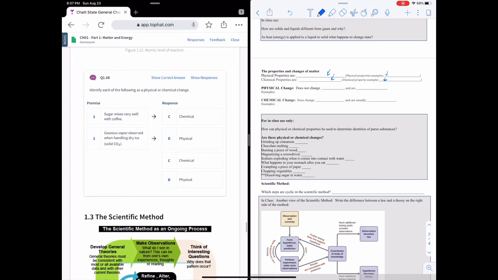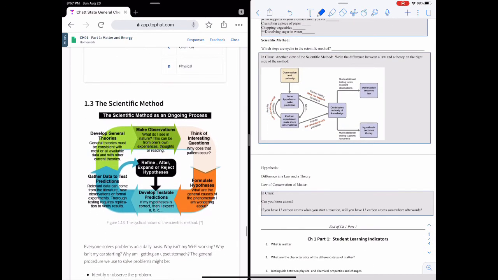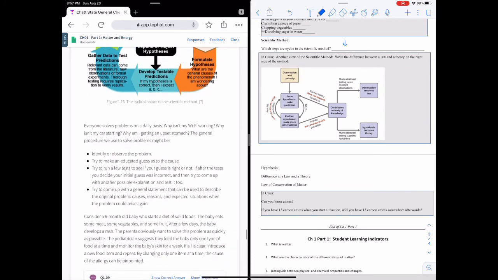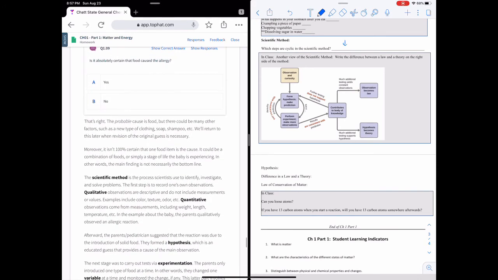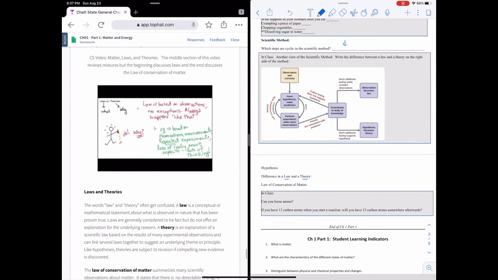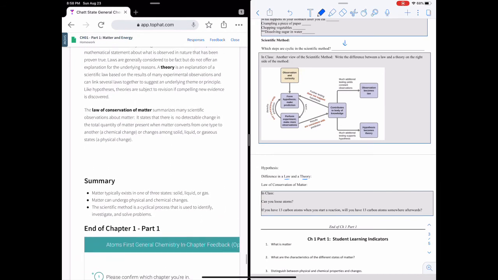And again, in class illustrations, we'll talk about stuff. Then we have a little thing about the scientific method, which steps are cyclic. So you want to answer this question, but don't worry about what's inside the box right now. Hypothesis, make sure you understand what a hypothesis is. Make sure you know the difference between a law and a theory. Laws and theories. And you'll notice that's the end of this section.